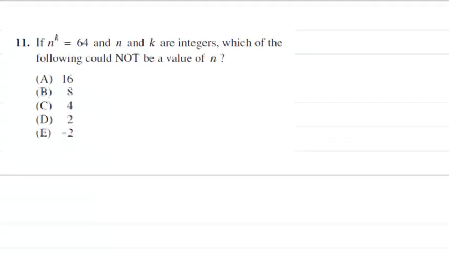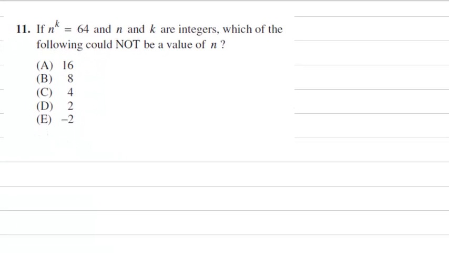Here's a problem from College Board's 2004 practice test. n to the k equals 64. n and k are integers. Which could not be a value of n? Well, what powers come out to 64? 2 to the 6th power would be 64. That's probably the easiest of the choices, so that one could be a possible value for n. 4 to the 3rd power equals 64. So that's another possible choice for n. So choice C is ruled out.